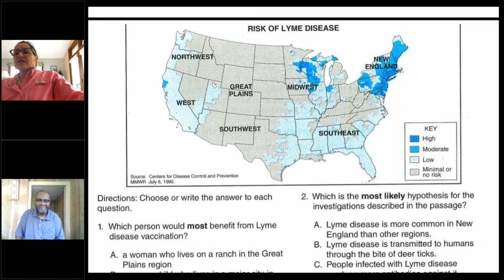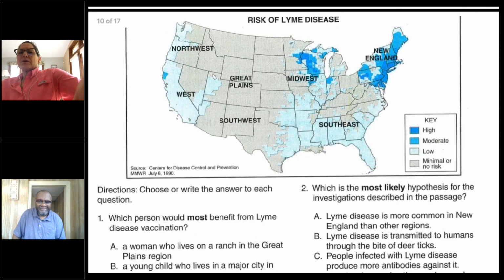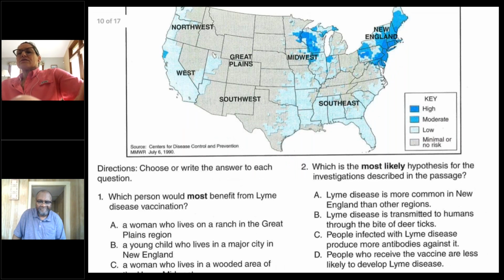And we're going to set out to prove that. So let's see, that might be the hypothesis. How about Lyme disease is transmitted to humans through the bite of deer ticks? There's nothing about that in that map. That's all background information. They're not studying that. They're studying the incidence of Lyme disease.